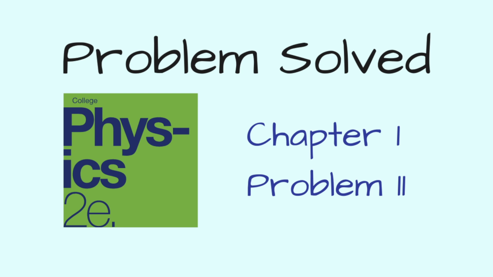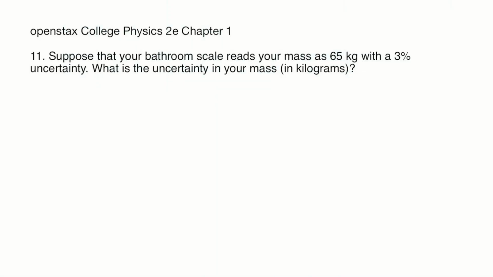Welcome. In this video, we are going to take a look at problem 11 from Chapter 1 of College Physics 2E by OpenStax. In this problem, it says, suppose your bathroom scale reads your mass as 65 kilograms with a 3% uncertainty. What is the uncertainty in your mass?